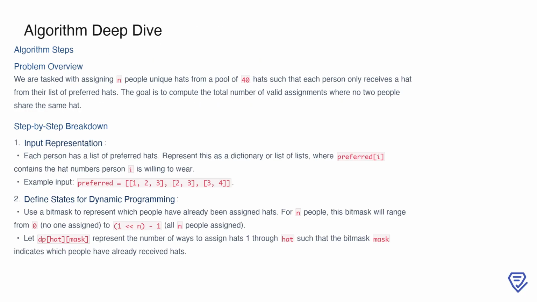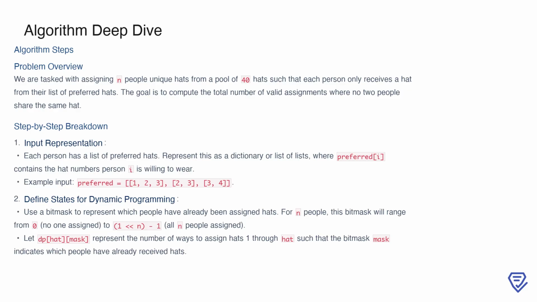To solve this problem, we need to assign unique hats to each of the n people, ensuring that each person only receives a hat from their list of preferences. The challenge lies in finding the total number of valid assignments where no two people share the same hat. To begin, we represent the input as a dictionary or list of lists, where each person's preferences are stored. For instance, if person 0 prefers hats 1, 2, and 3, person 1 prefers hats 2 and 3, and person 2 prefers hats 3 and 4, our input would look like this: preferred = [[1, 2, 3], [2, 3], [3, 4]].